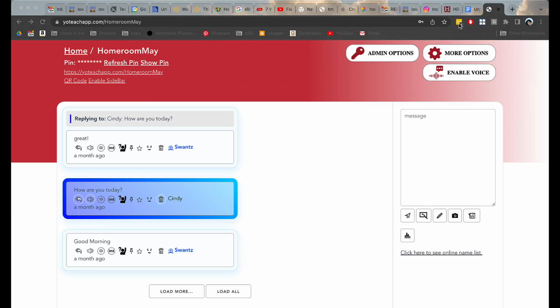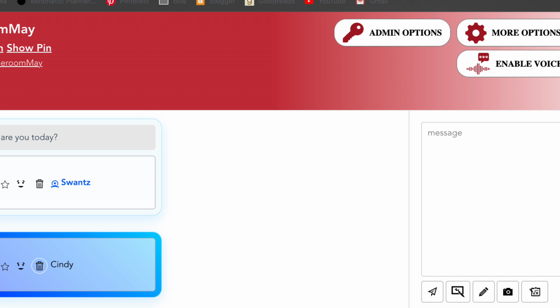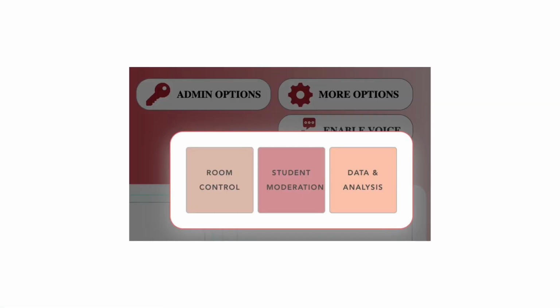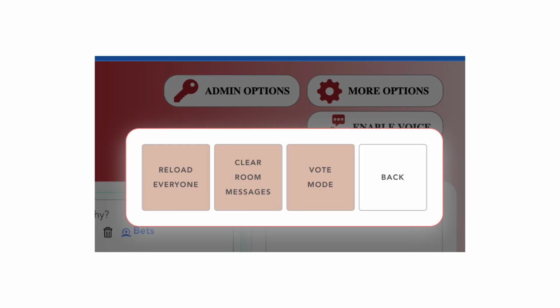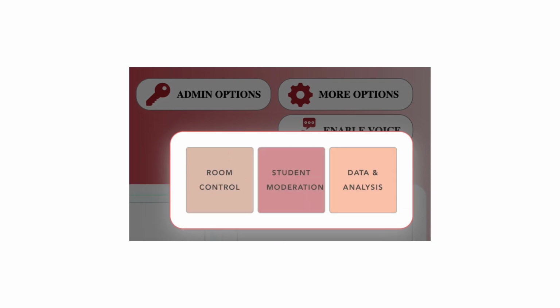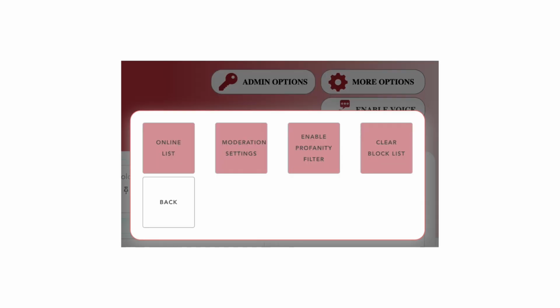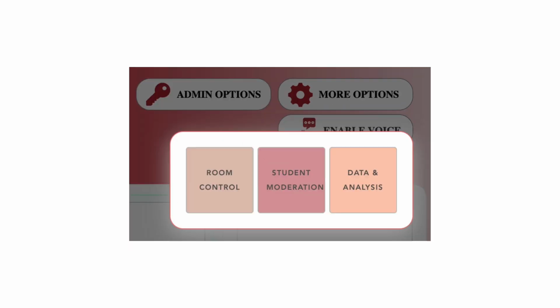I want to highlight a few of the admin options that YoTeach gives you. There are 3 basic ones: room control, student moderation, and data analysis. Room control allows you to clear all the room messages so that you could use the same room again and again. You can also post a question for voting. Student moderation gives you more student control, like enabling a profanity filter and clearing the block list. If you have blocked students for a variety of behavior issues, this is where you clear that.